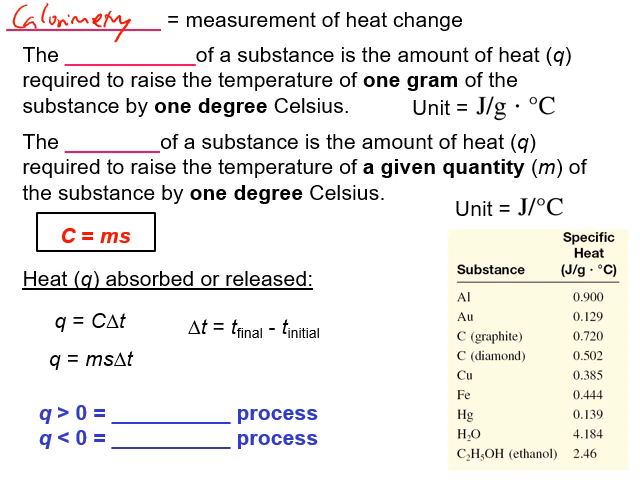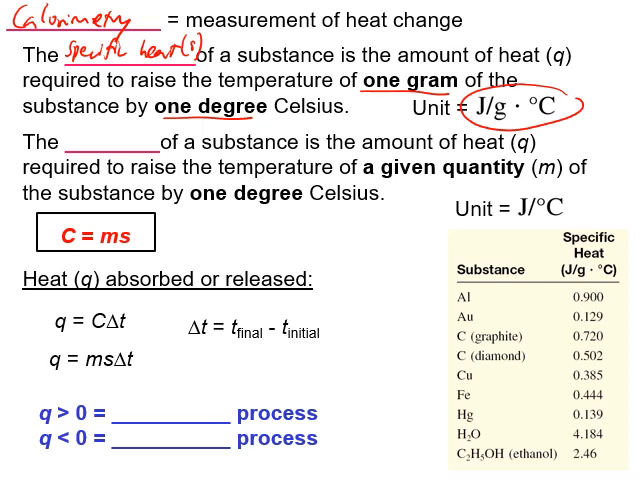The first one is specific heat. The specific heat of a substance is the amount of heat required to raise the temperature of 1 gram of the substance by 1 degree Celsius. We assign the symbol S for specific heat. So next time you see the symbol S, it is known as specific heat. This one is very specific, meaning it is only for 1 gram of the substance, and it must raise the temperature by 1 degree Celsius. As you can see, the unit is joule per gram per degree Celsius.